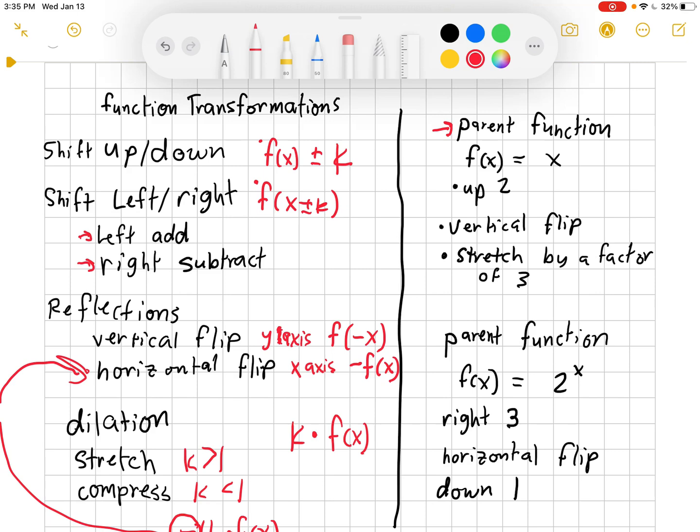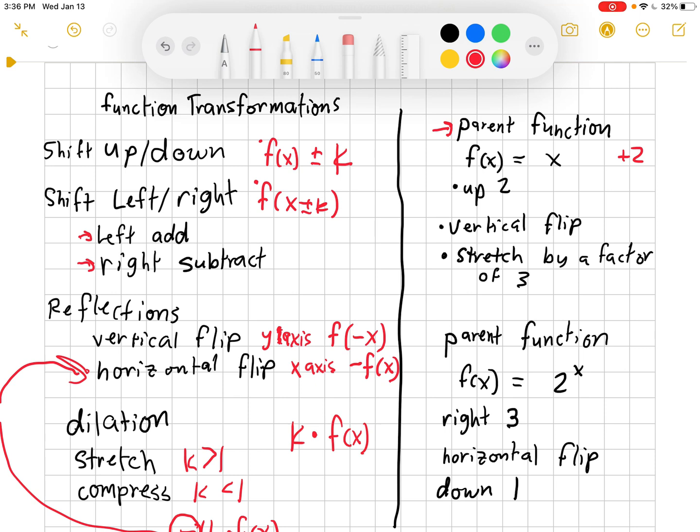All right, so for example, we've got f of x is equal to x. X is generally the parent function for any kind of linear function. It wants us to move it up 2, have a vertical flip, and stretch by a factor of 3. First things first, let's talk about the up 2. How do we move a function up or down? Well, we add. So in this case, we would simply add 2 to the end.